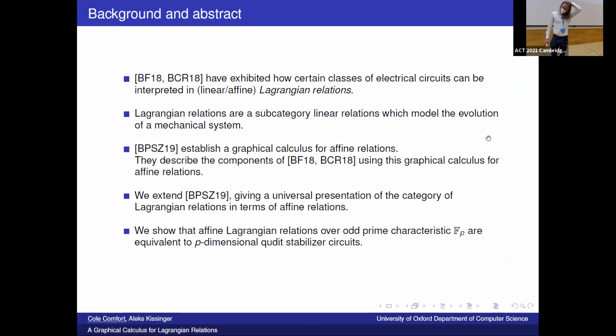So I'm going to give a brief background of what the literature is and what we've done in this paper. So John Baez and his students have previously shown how certain classes of electrical circuits can be interpreted in what are called Lagrangian relations. So either linear or affine Lagrangian relations. It's just a minor technical difference. And what these are is a subcategory of linear relations, so relations of matrices. And there's some constraint that corresponds to mechanical evolution.